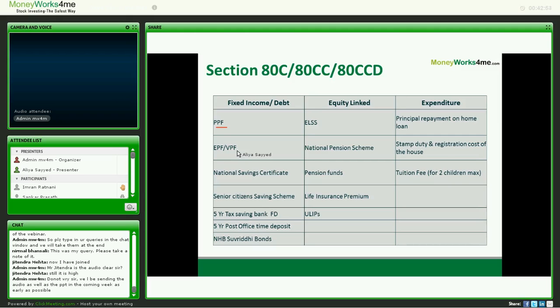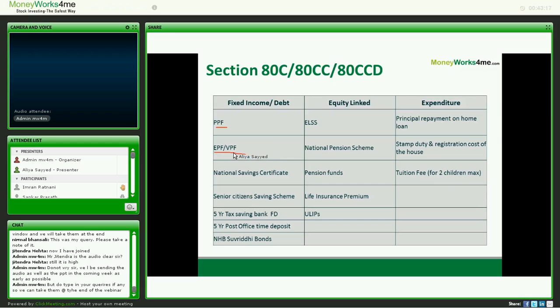So after 5 years, you can withdraw partially from your PPF account if you need resources, or you can also take a loan against the amount kept in your PPF account. So there are various options and benefits for PPF, and I think a certain portion of your investment should definitely go into PPF.